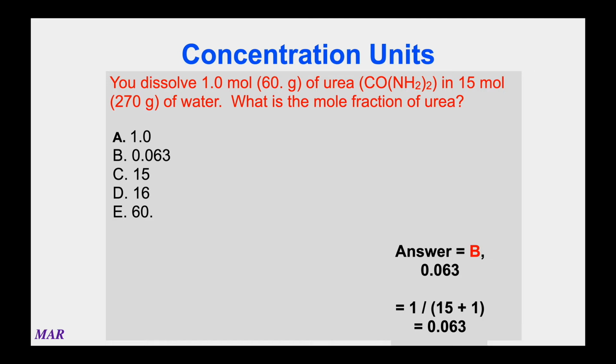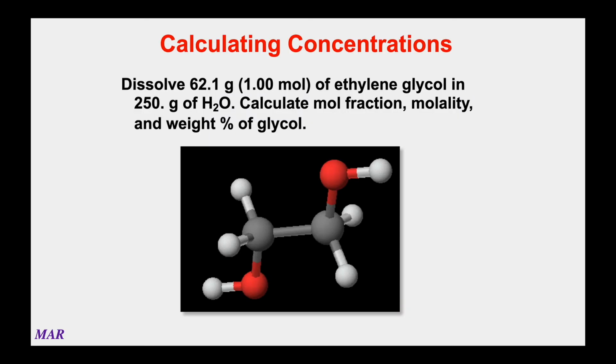Mole fractions are always numbers no bigger than 1. If it's equal to 1, then you have just that compound, but more often than not, you'd have a number less than 1 but greater than 0. So the mole fraction of urea is 0.063. And again, we got that from moles of urea divided by total moles. Bam. So let's do an example which goes through more details like the one we just saw.